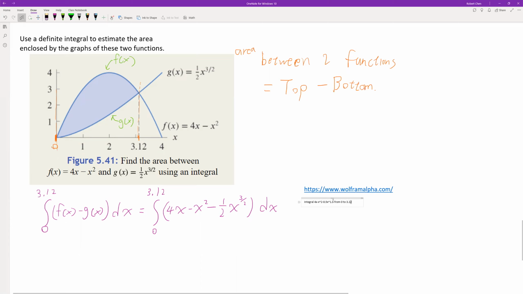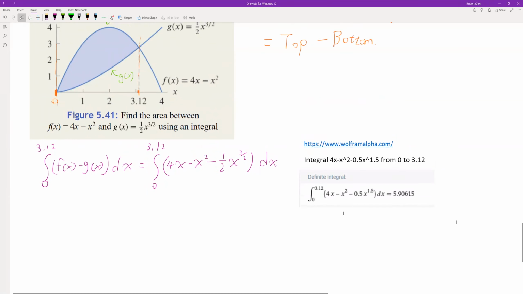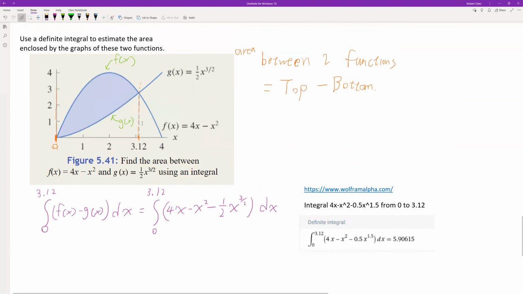Once you type that in, press enter, and they will give you the graph, and they will give you what the area between these two functions is going to be. If you want to try this out, feel free to pause the video and try it out. After you type into Wolfram Alpha, you will see this definite integral notation. It tells us that it's 5.90615. So that's the area between these two functions, f and g, for x between 0 and 3.12.